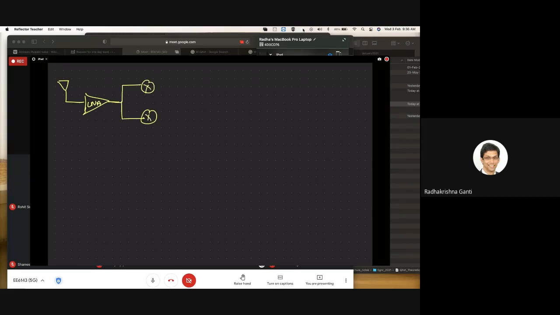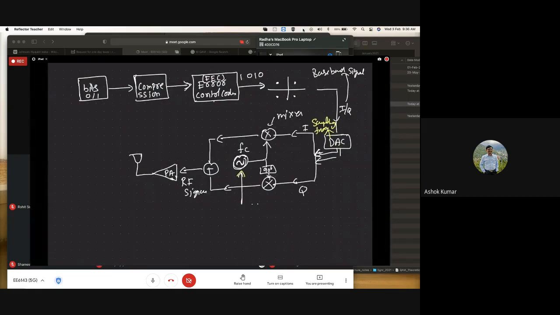Can I just interrupt again? Sorry. So from a baseband signal which is centered around 0 frequency and then converting into another frequency, how is that done? That is done through this mixer. Okay, we can have a separate conversation where I can tell you about this part.